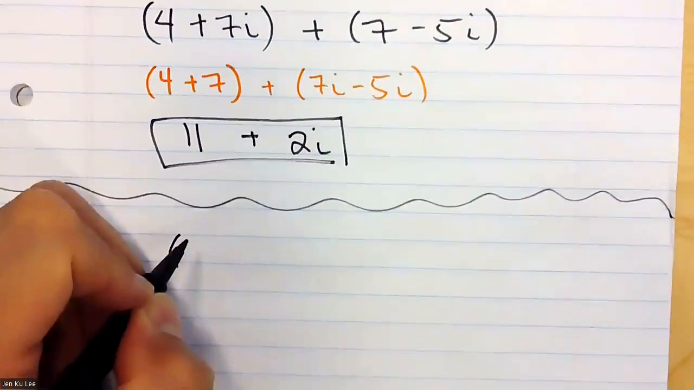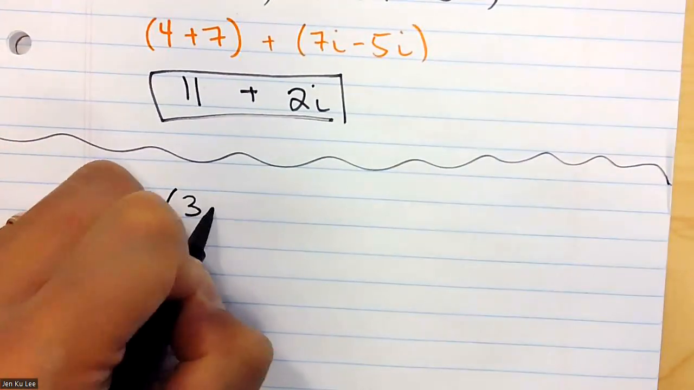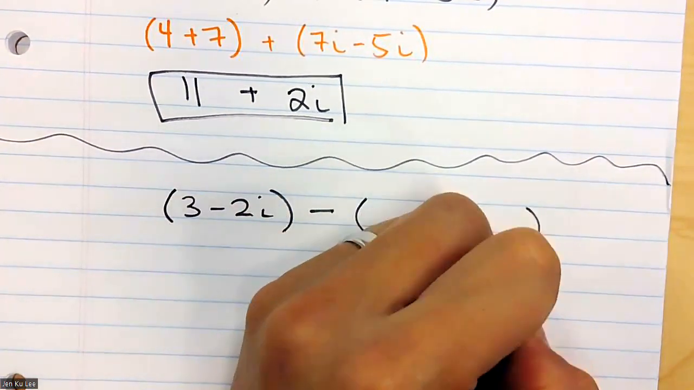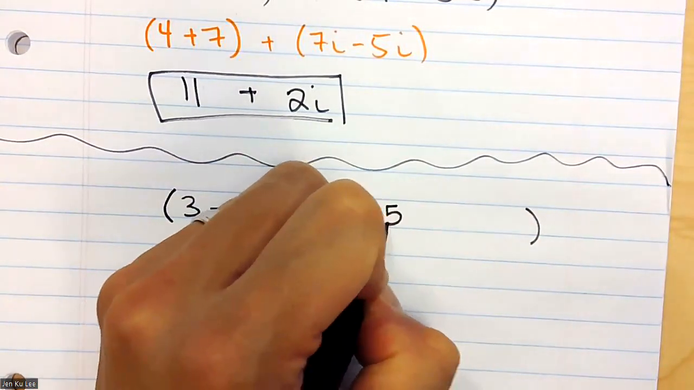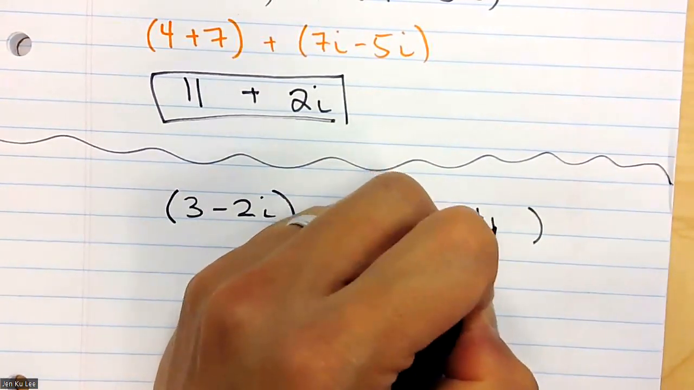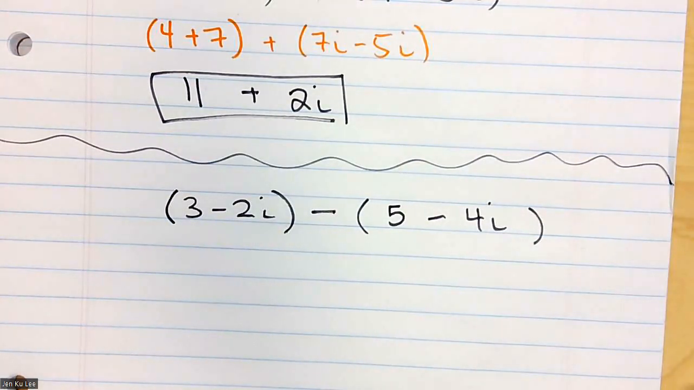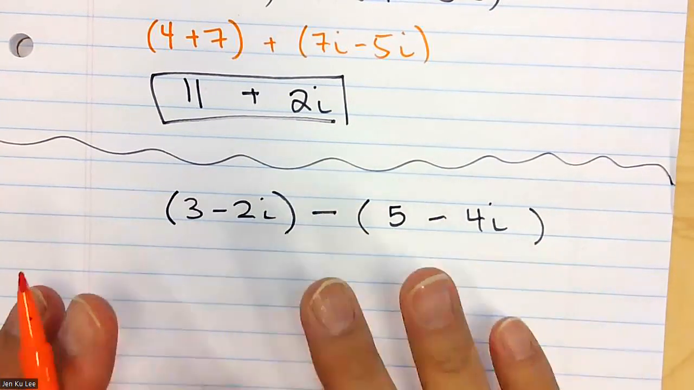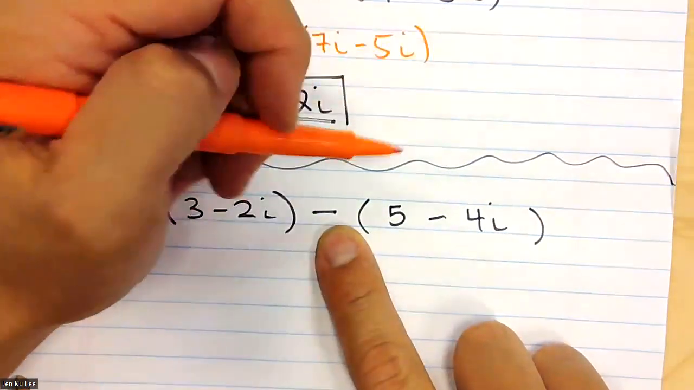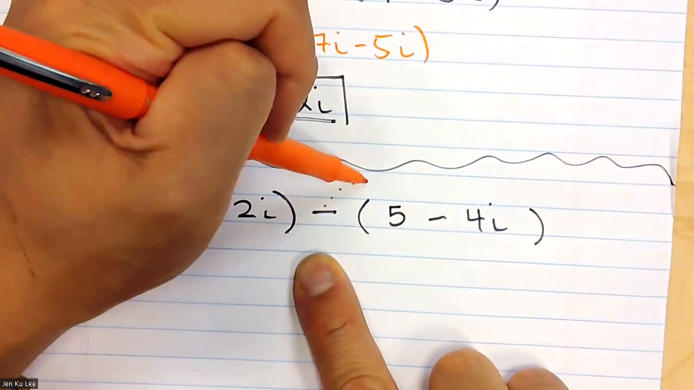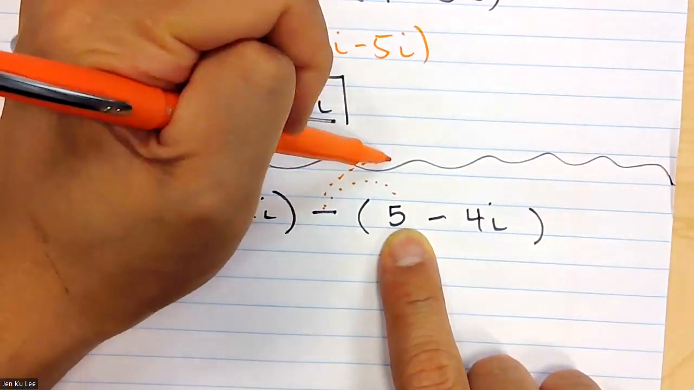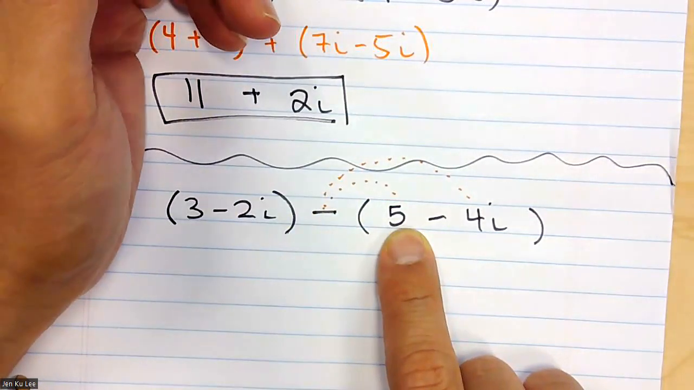Okay, so let's try subtracting 3 minus 2i minus, instead of plus, positive 5 minus 4i. So there's just one step that we add before we collect the like terms, which is we're going to distribute out this negative to both the 5 and the negative 4i.